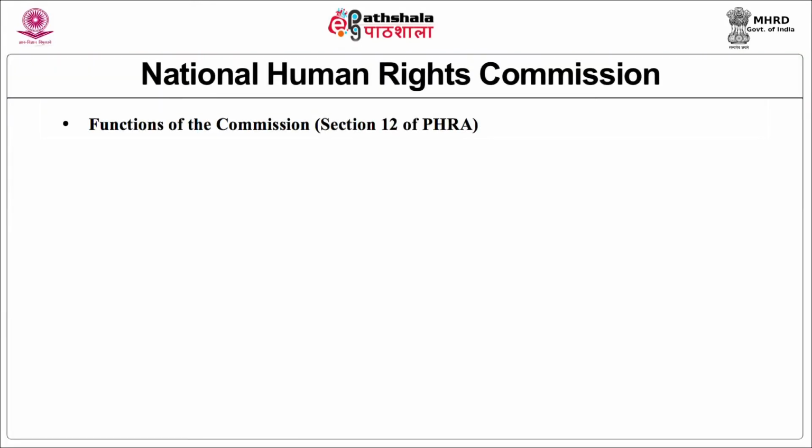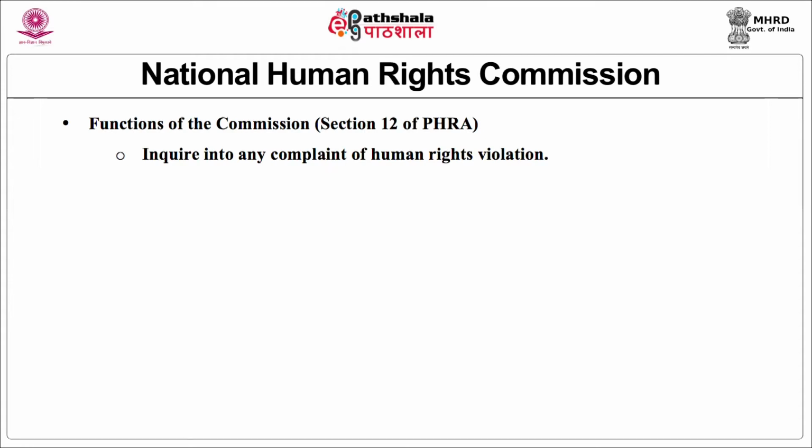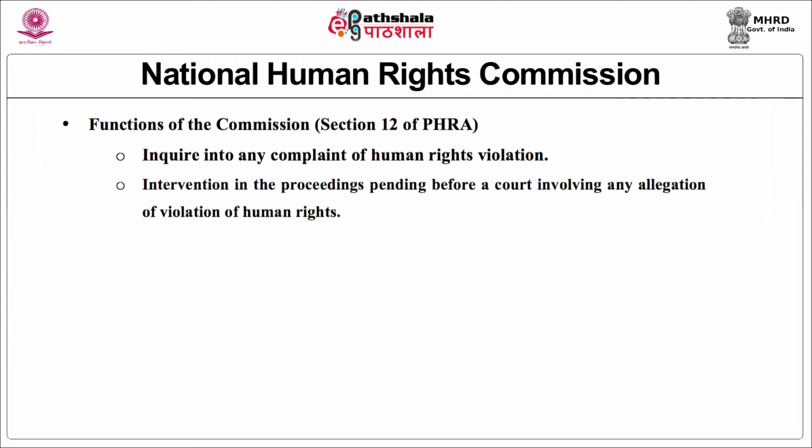What are the functions of the Commission? These have been mentioned in Section 12 of the Protection of Human Rights Act. The Commission shall inquire into a complaint of human rights violation against a public servant, and it can be done either suo motu or on the basis of a petition. And the Commission can also intervene in a pending proceeding in a court of law about a human rights violation with the permission of that court.